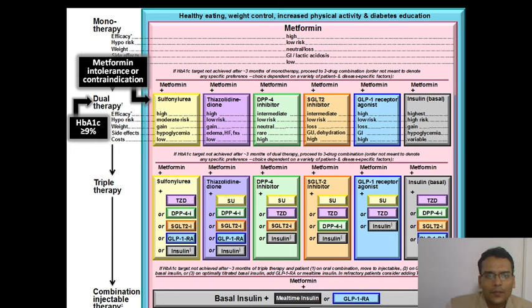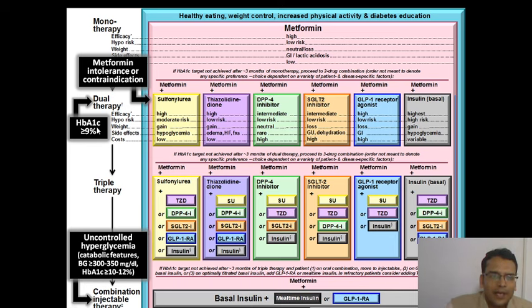So as I have mentioned, if you have a starting A1C of more than or equal to 9%, you go to a dual therapy. If you have metformin intolerance or contraindication, you directly jump to sulfonylurea as your first line therapy. In patients with uncontrolled hyperglycemia with catabolic features, with microvascular complications, or those who are planned for any surgery, you want to switch to a combination injectable therapy.